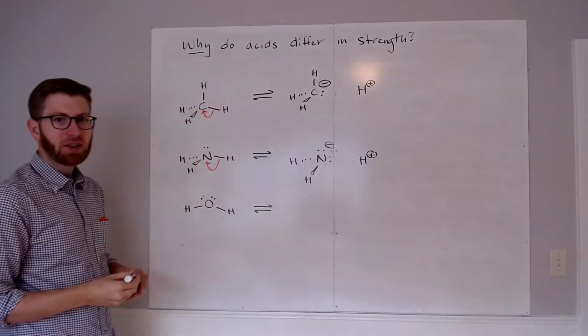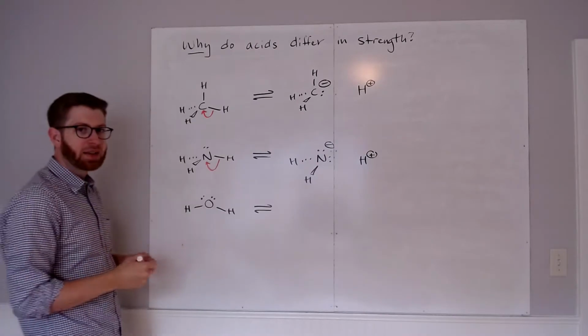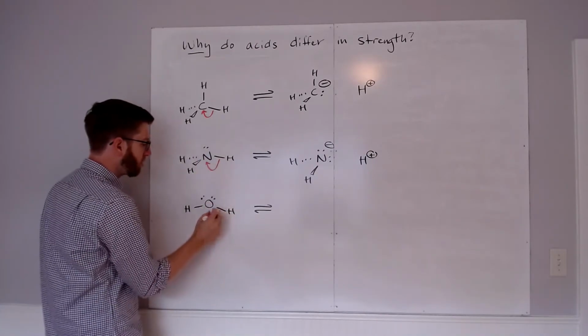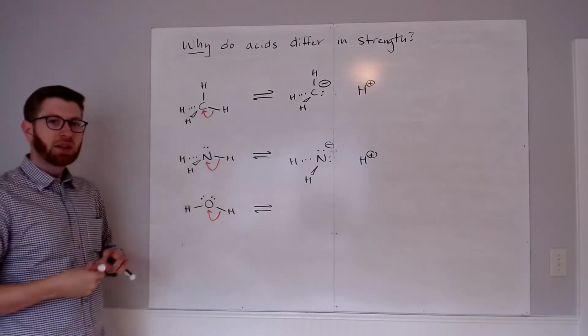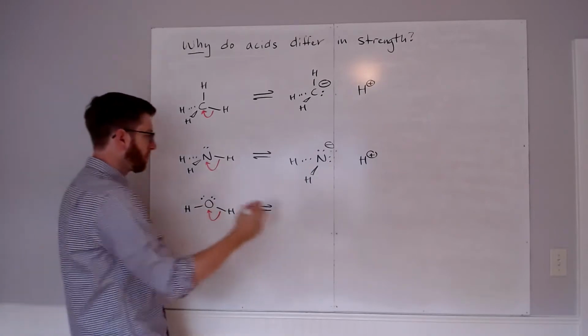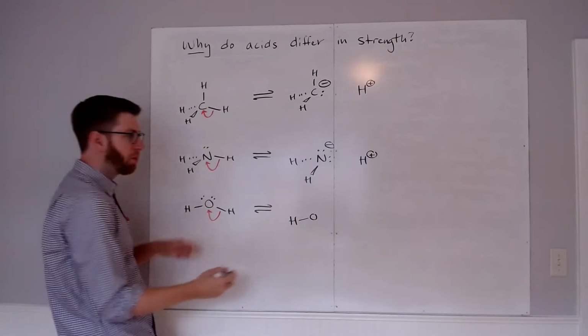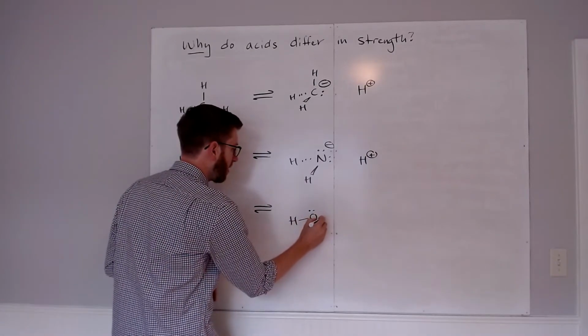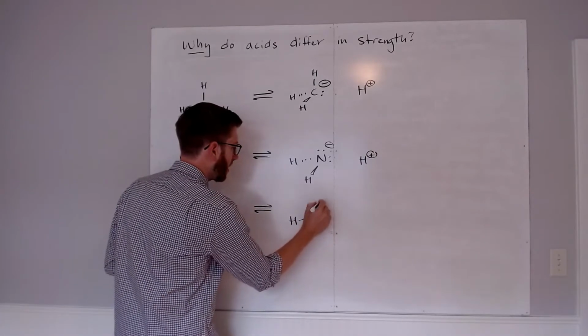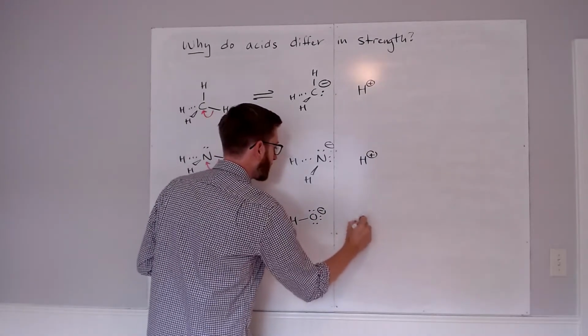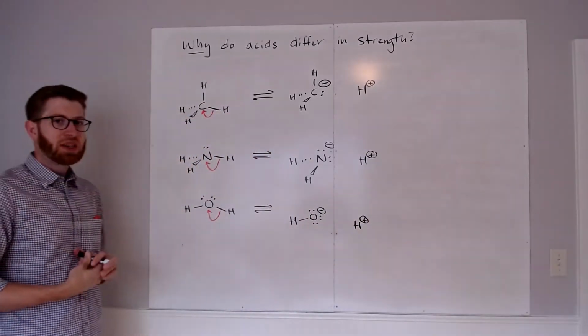And then finally, if I do this for water, this is probably the acid dissociation of the three that you're most familiar with. The idea here is that I would generate hydroxide, where oxygen starts with two lone pairs, ends up with three, negative, and H+.